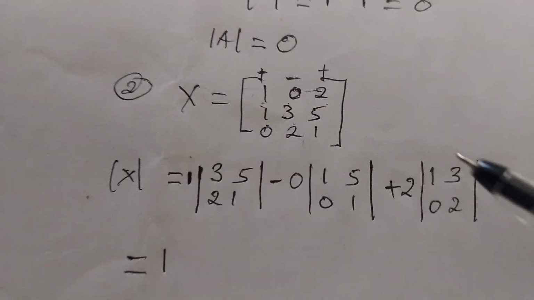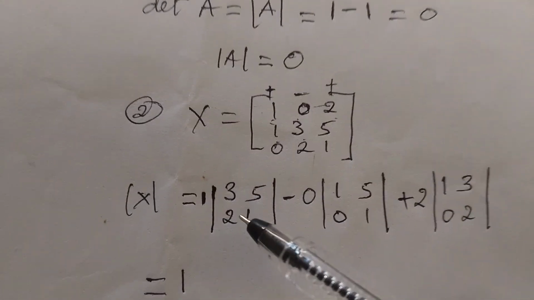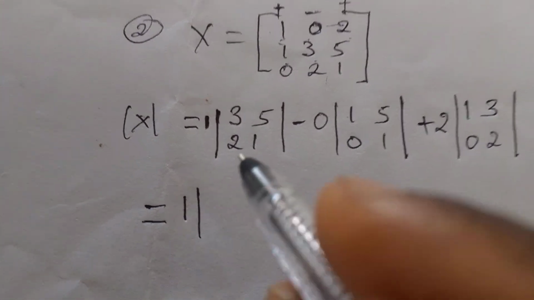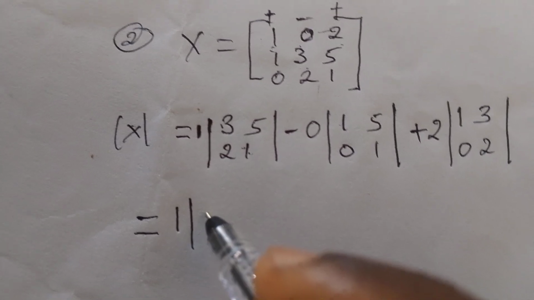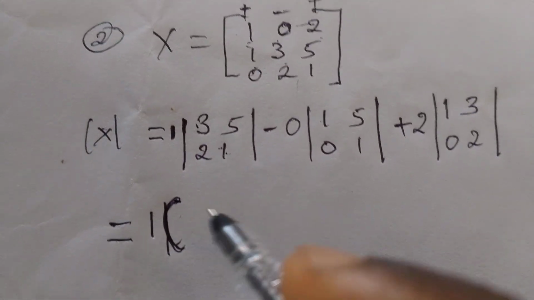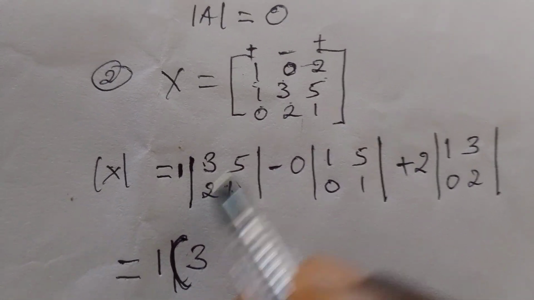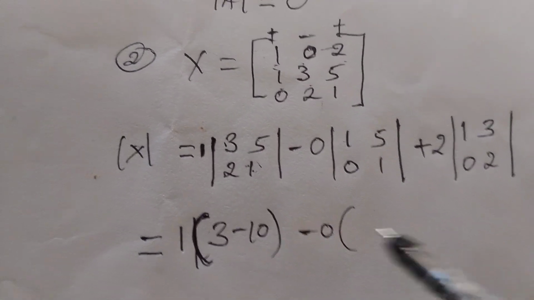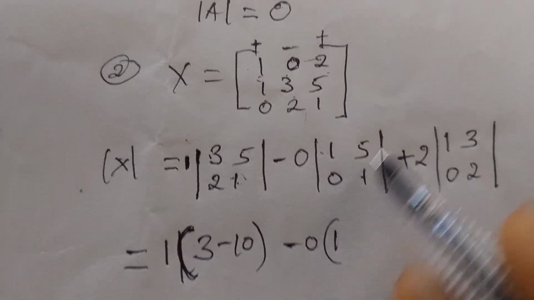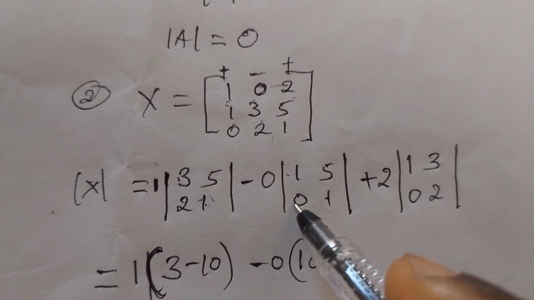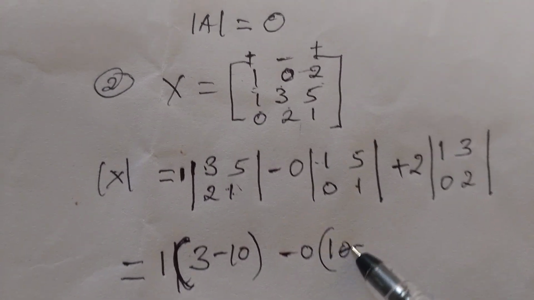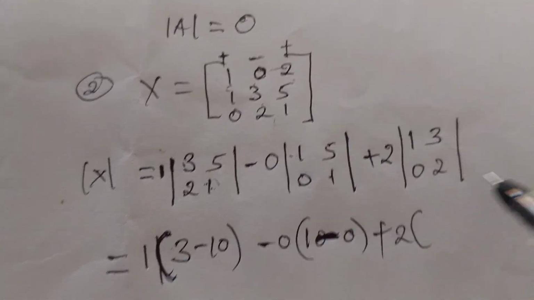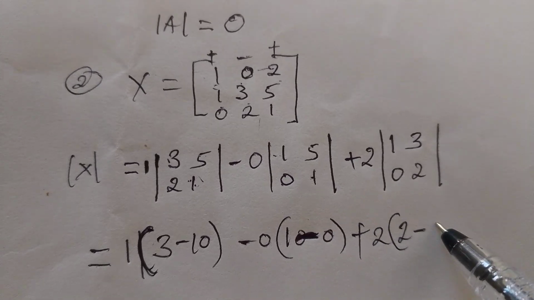So this is going to be equal to 1. Now I've changed this 3 by 3 matrix to 2 by 2, if you notice. I will just follow the procedure I used in the 2 by 2 matrix. So this is 1 times 3, that is 3. Sorry, I'm going to use brackets now. So 3, then 2 times 5, that is minus 10. Then minus 0, open bracket, 1 times 1 is 1, 0 times 5 is 0, that's minus 0. Then plus 2, open bracket, 2 times 1 is 2, minus 0, that is 2.